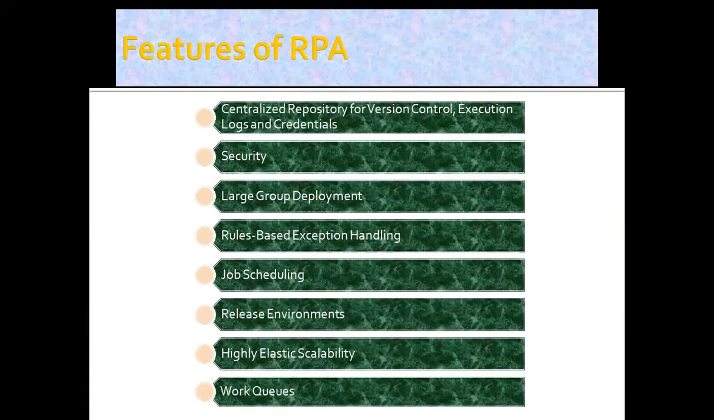Okay, so these are the high-level features of an RPA. It's not limited to these. If you see the first point, the centralized repository for version control, execution logs, and credentials.